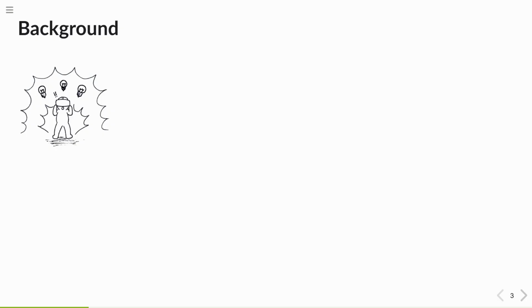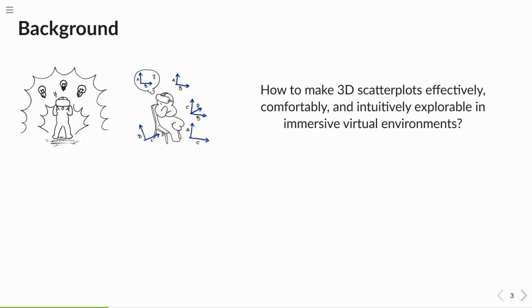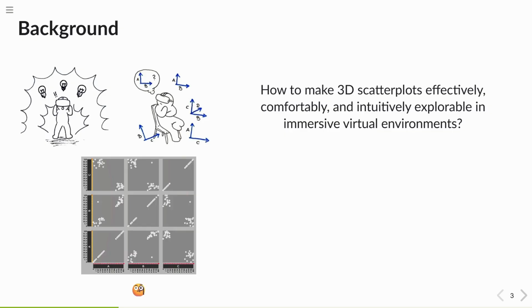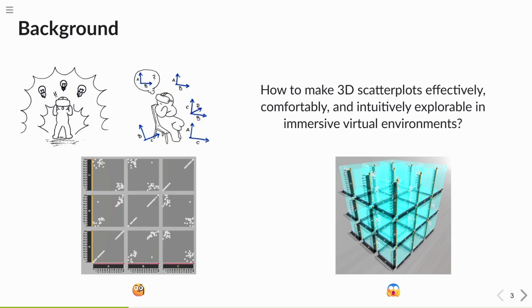Although past research could show that VR can enhance data analysis compared to traditional 2D desktop setups, identifying and retrieving the most relevant plots from a larger collection still remains an open challenge in real-life immersive data analysis scenarios. Therefore, this work approaches the question of how to make 3D scatterplots effectively, comfortably, and intuitively explorable in immersive virtual environments. Even though the aforementioned SPLOMs seem to be suitable for this case, their two-dimensional nature is optimized for conventional 2D desktop displays, and extending them directly to 3D most likely causes visual clutter.